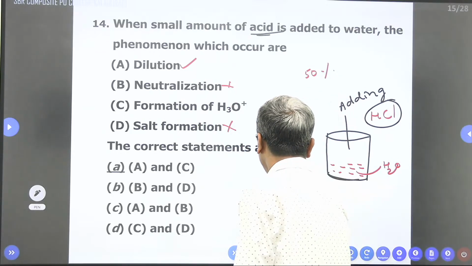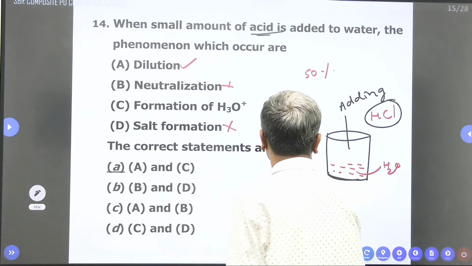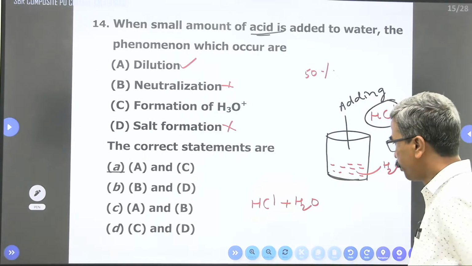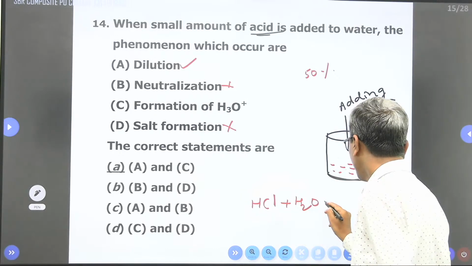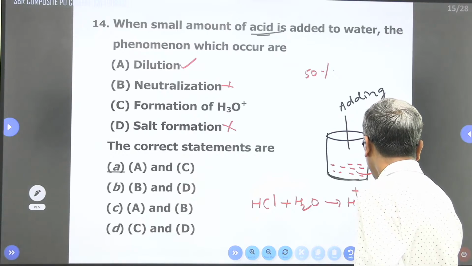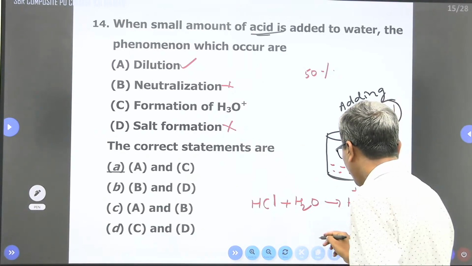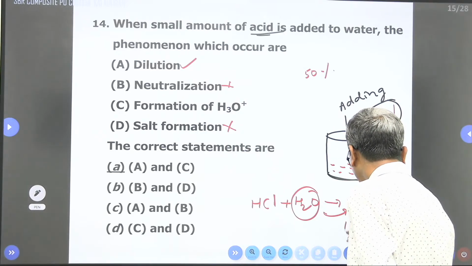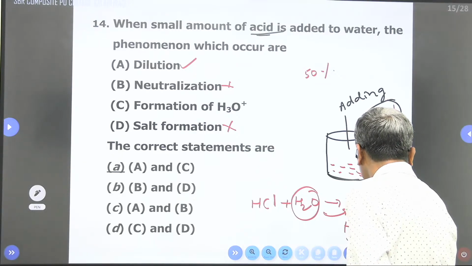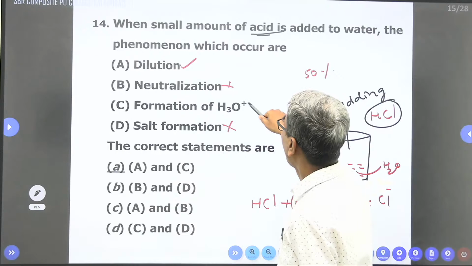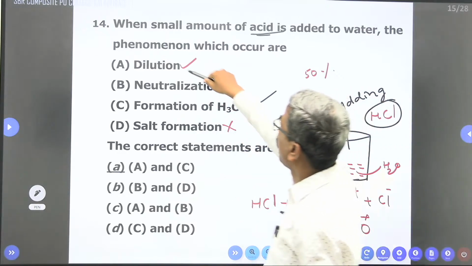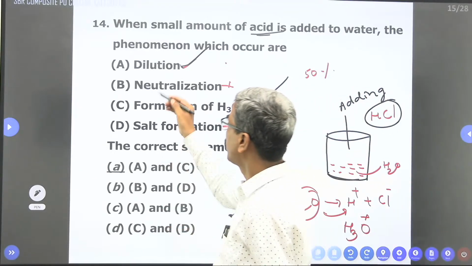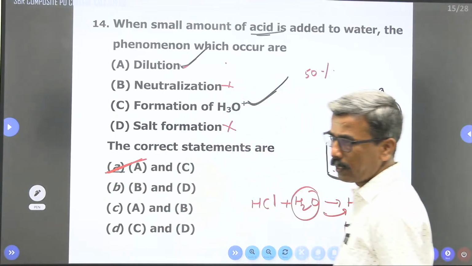Now I am writing the reaction here. HCl we have taken. When you add it into water, of course, as we said earlier, it is going to dissociate into H plus and Cl minus. Now what will happen? The water will take this H plus and convert into H3O plus. So both this dilution and the formation of H3O plus will be observed. So for question number 14, A is the correct option.